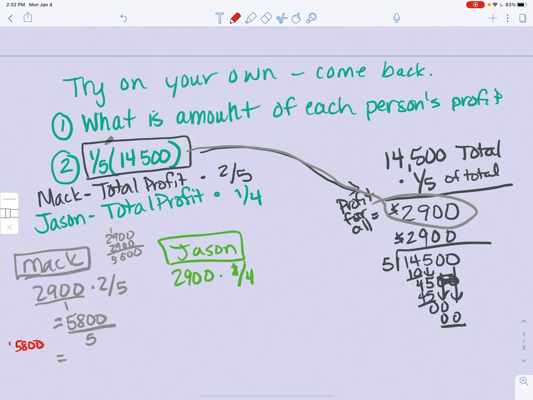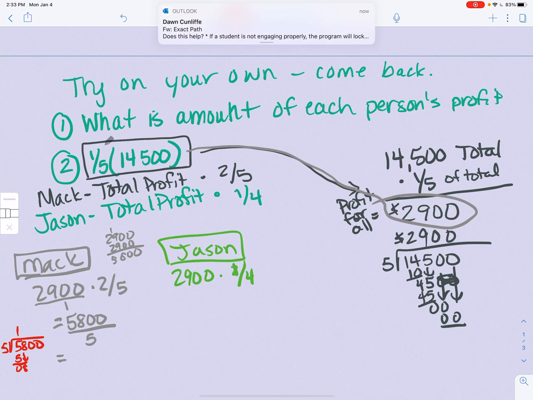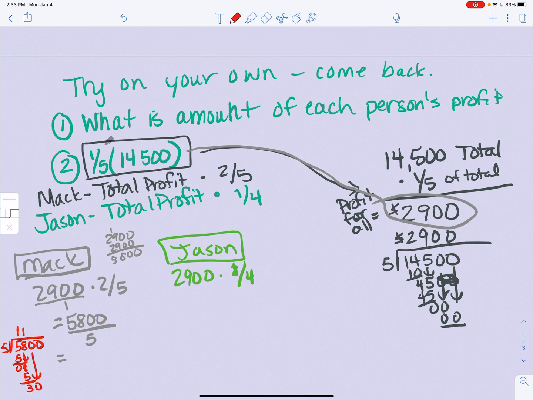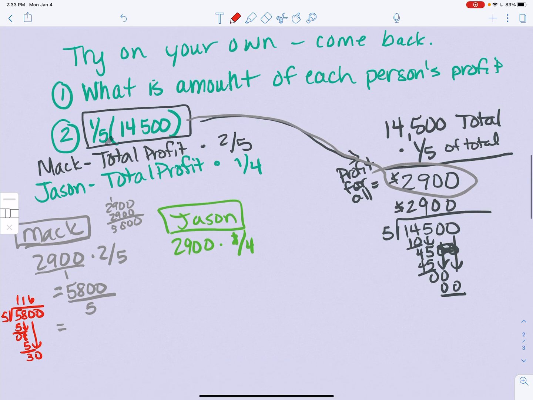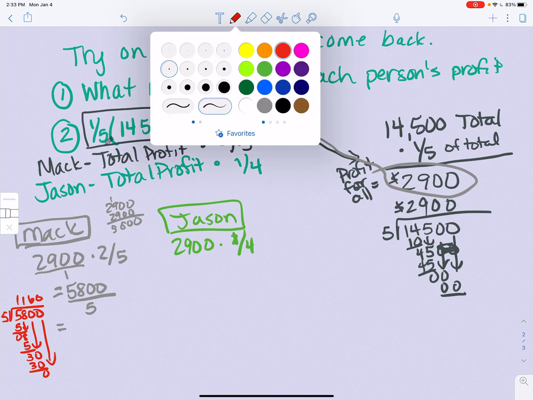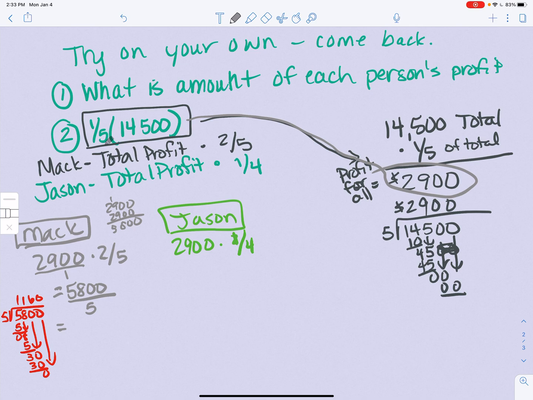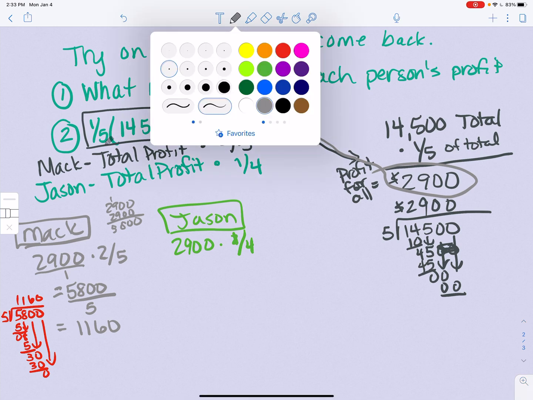5,800 divided by 5. 5 goes into 5 one time. Bring down the 8. 5 goes into 8 one time. So that's 3. Bring down the 0. It goes into that 6 times. So 30 minus 30. Bring down the last 0. Okay, so now we have figured out the profit that Mac got, which is $1,160.